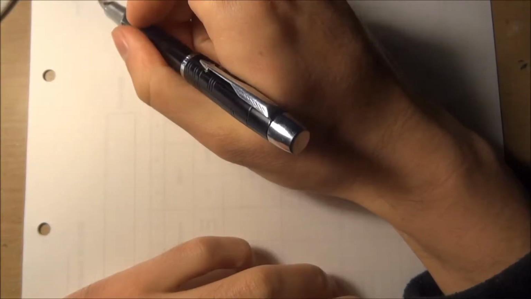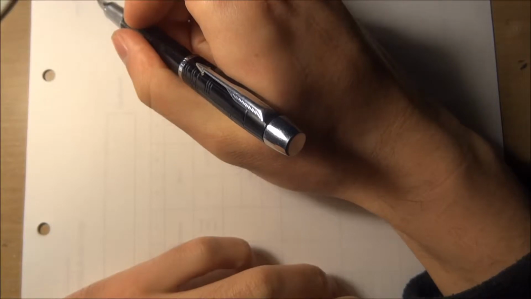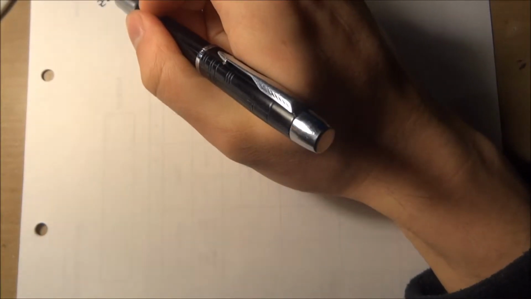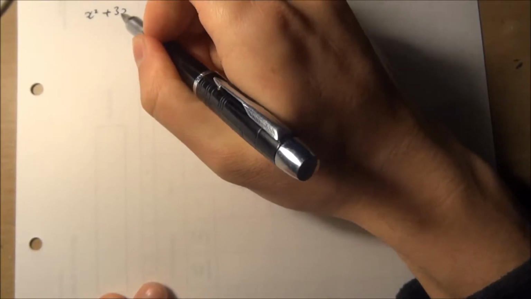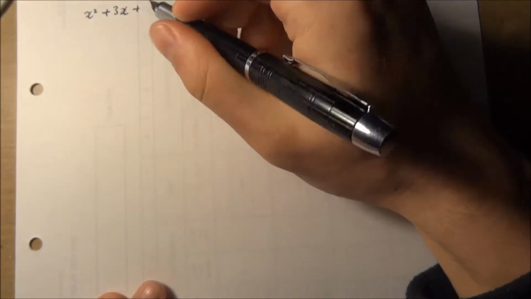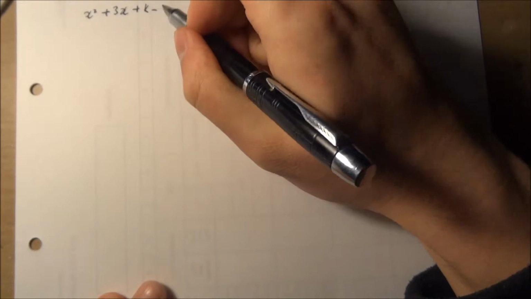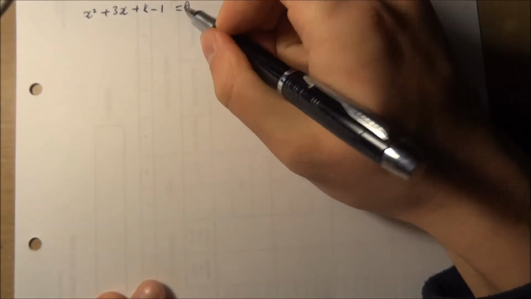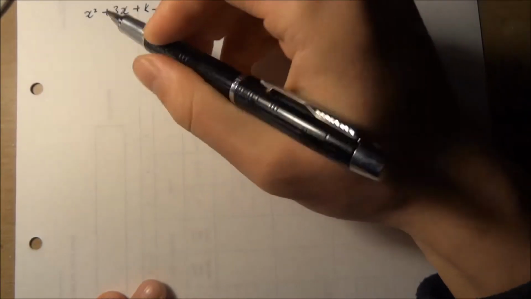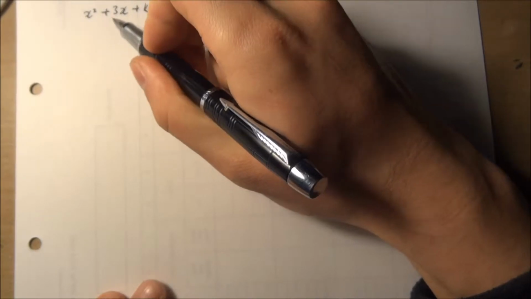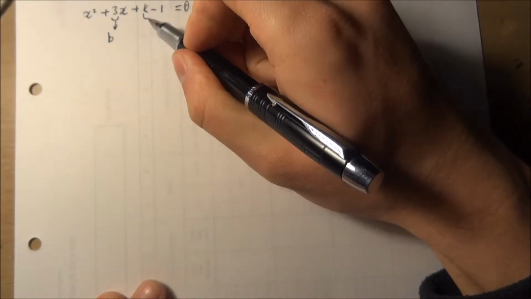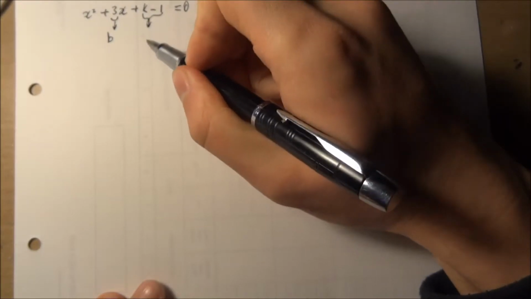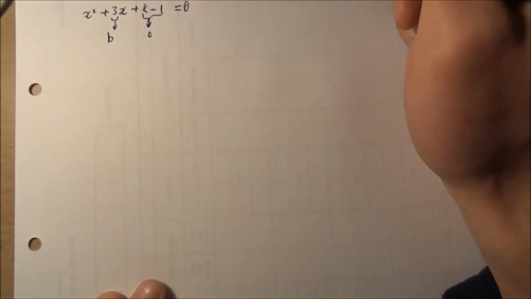Okay, so the equation that I have is x squared plus 3x plus k minus 1 equals 0. Notice that in this case, this is B and this is C.